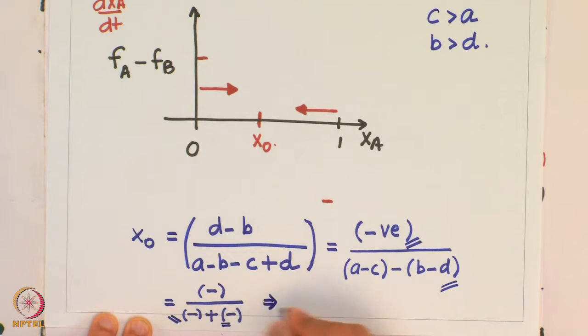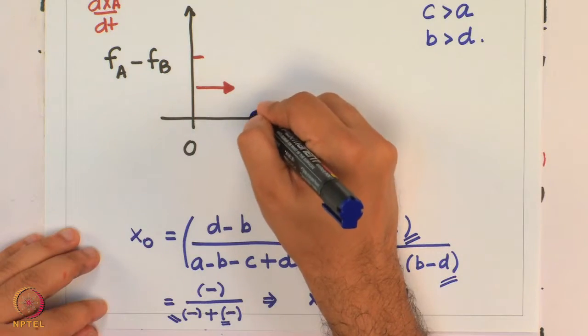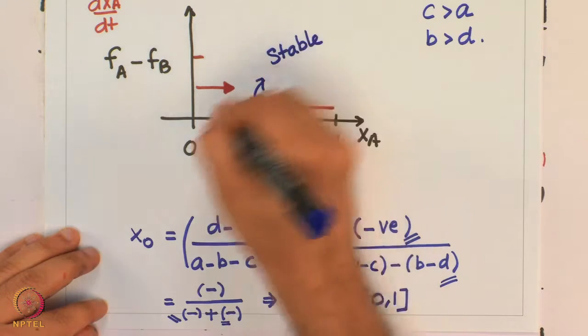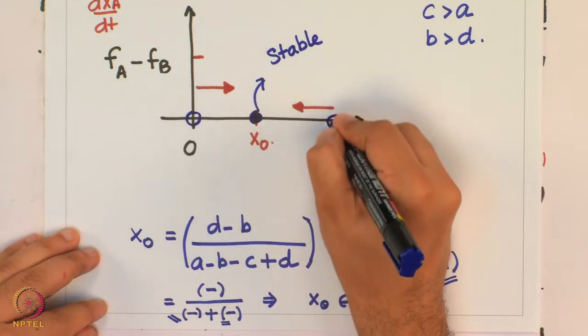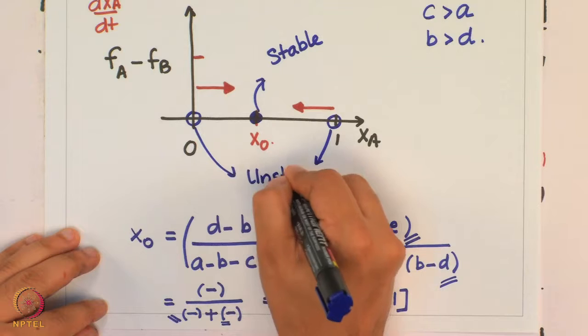What this implies is that x naught under these conditions will always belong to the range 0 to 1, which means that this particular steady state does exist, and our stability analysis shows that it not only exists, but is also stable in nature. So, this x naught is the stable steady state associated with the system, and these two are the unstable steady states associated with the system.